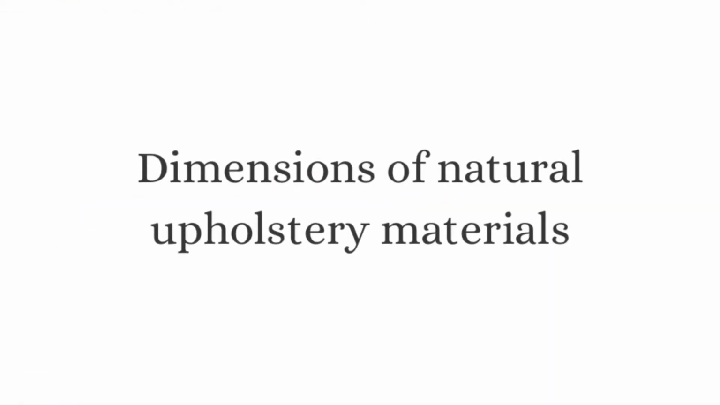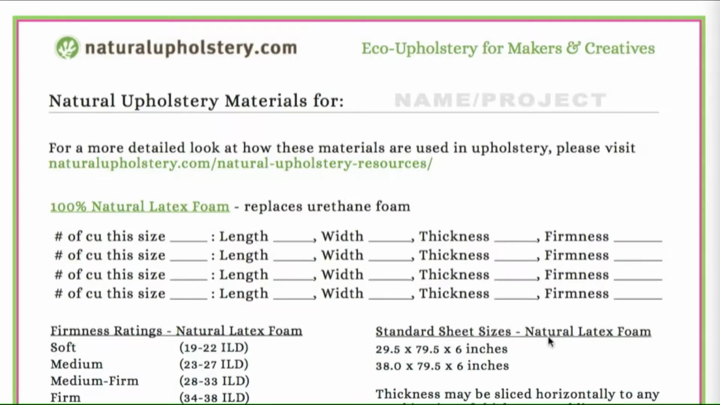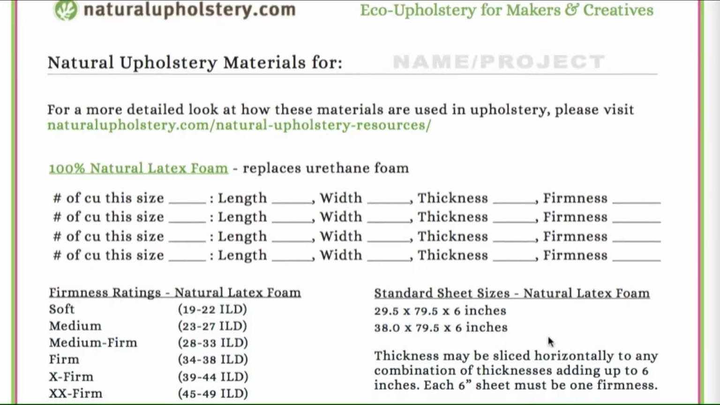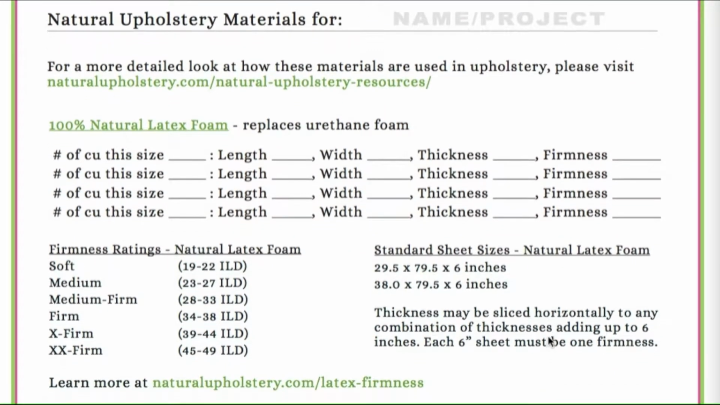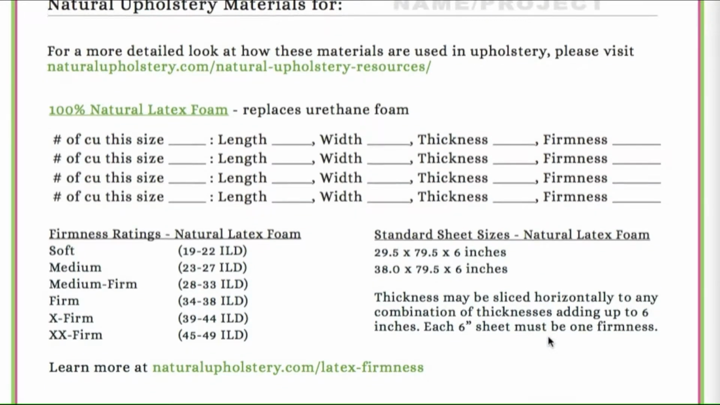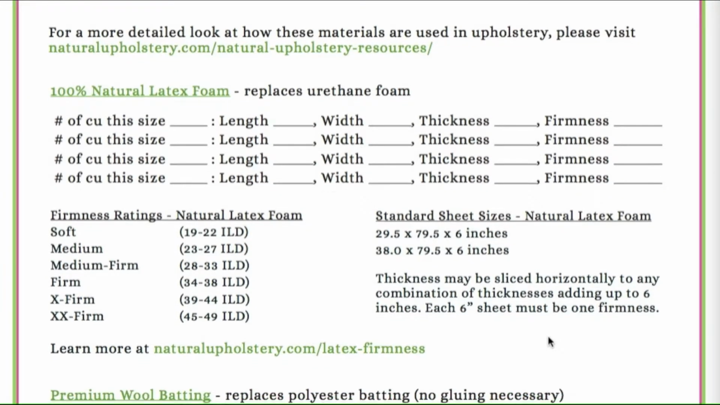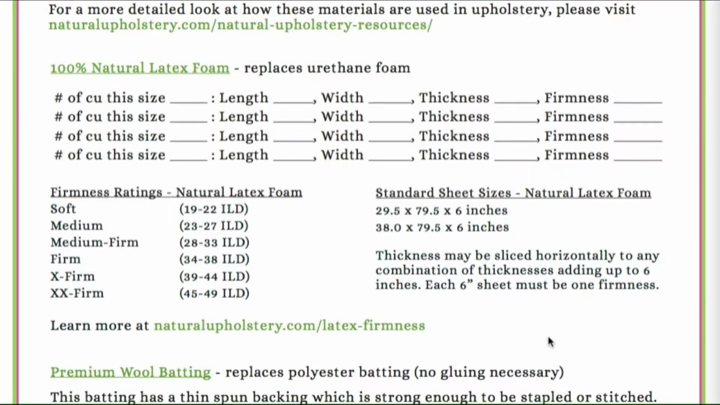The dimensions of natural upholstery materials are different than those of conventional upholstery. In conventional upholstery, urethane foam and polyester batting come in standard dimensions. So there's often confusion among upholsterers because the natural materials are sold in different dimensions. This download gives you those dimensions so you can figure out how much of each material you'll need for your project, or you can give this list to your upholsterer and have them figure it out for you.